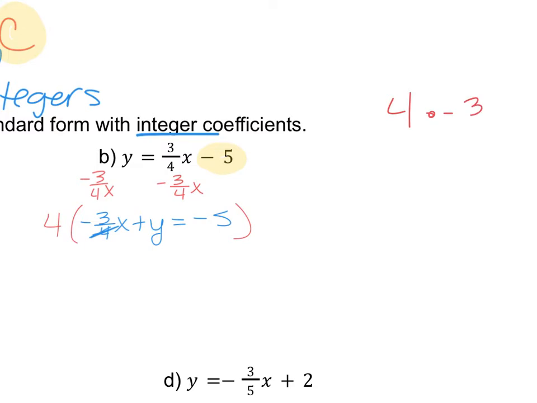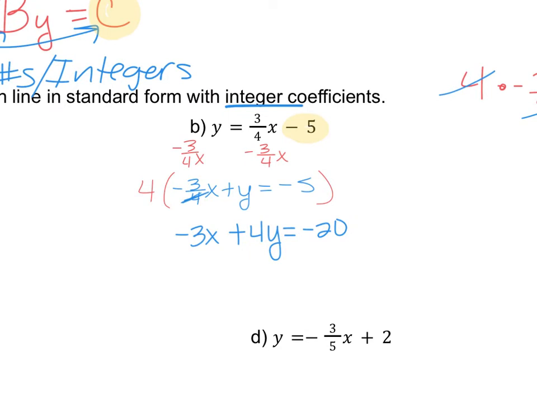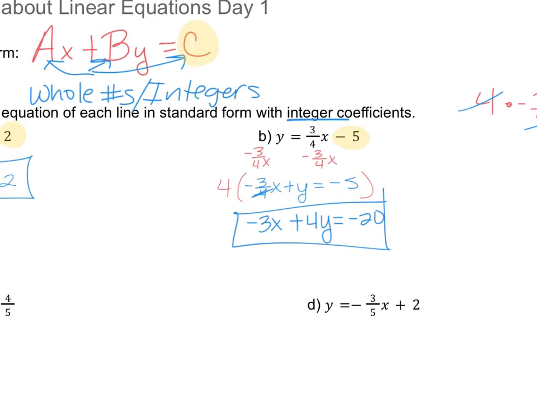4 times negative 3/4 would cancel with that, and so you're left with negative 3. So this gives me negative 3x. 4 times positive y gives me positive 4y. And then 4 times negative 5 gives me negative 20. Is it in standard form? Yes. No fractions or decimals, so we are good to go. That is your answer.